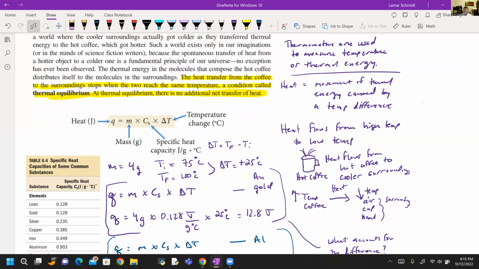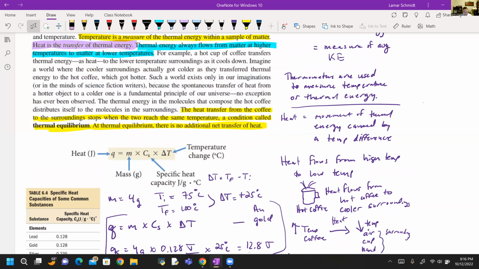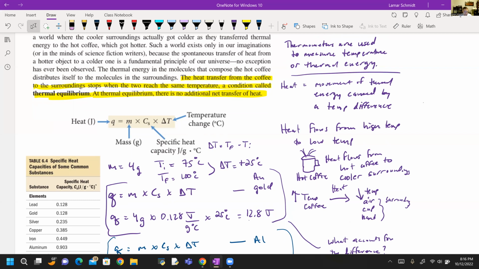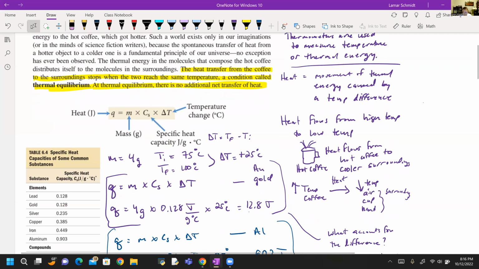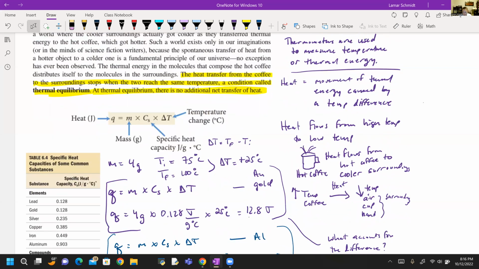That gets us into the realm of heat flow, and also what temperature is. We also have this idea of thermal equilibrium. The heat transfer from the coffee to the surroundings stops when the two reach the same temperature, and that's what we call thermal equilibrium. So at some point, the coffee and the surroundings become the same temperature, and so there is not a net change in heat.